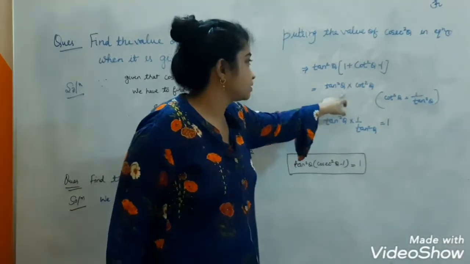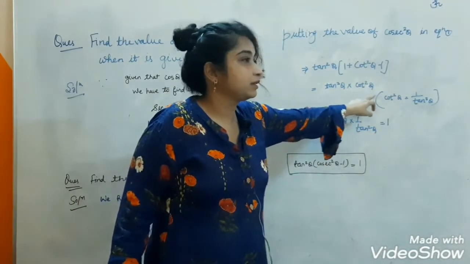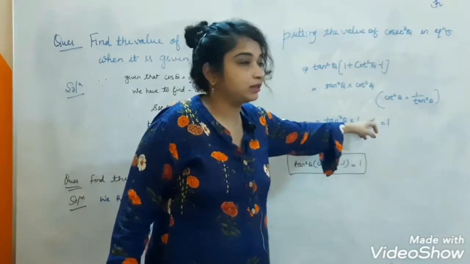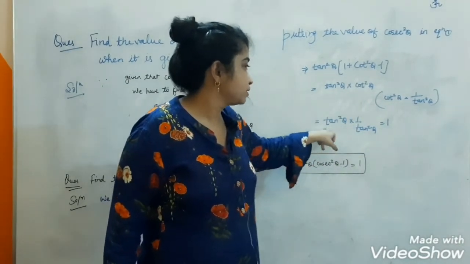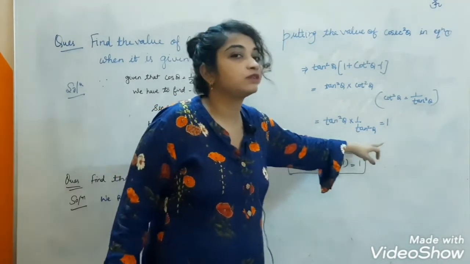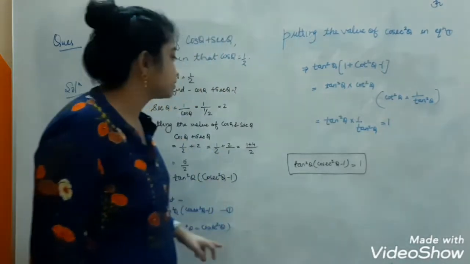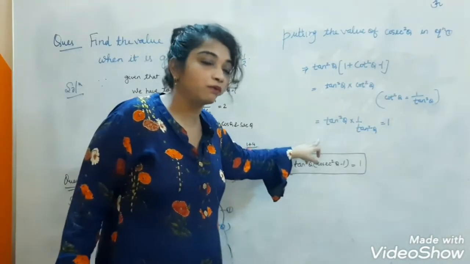So it will be equal to tan square theta into cot square theta. And what we know that cot square theta is equal to 1 by tan square theta. Now putting the value of cot square theta here, we get tan square theta into 1 by tan square theta, which is equal to 1. So hence the value of tan square theta into cosec square theta minus 1 is equal to 1.